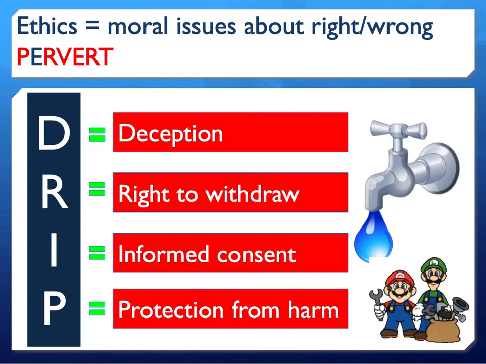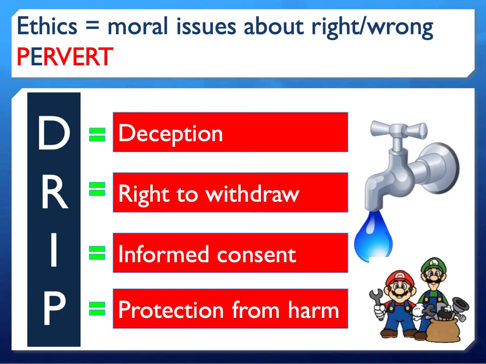The E in this model stands for ethics. Ethics refers to moral issues about what is right and wrong, and the moral standards that are worth maintaining. To tighten up our knowledge of this, we use DRIP, D-R-I-P, within E. And this is useful because it reminds us of 4 ethical issues.